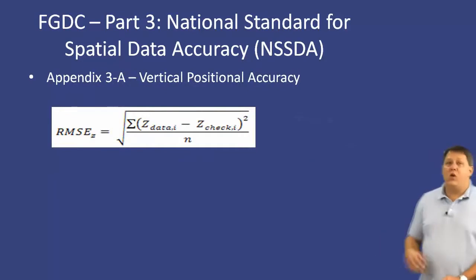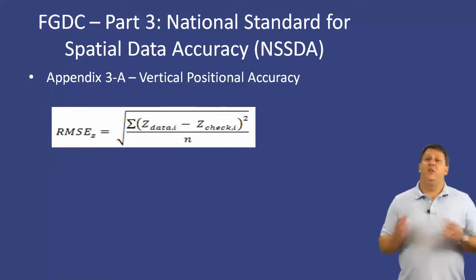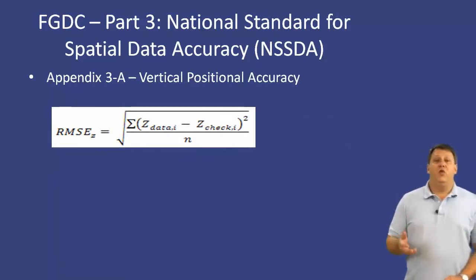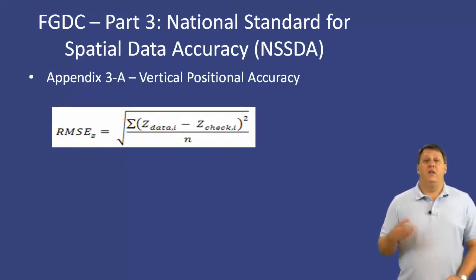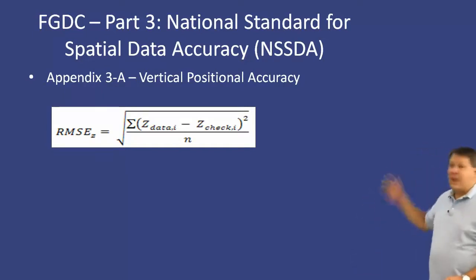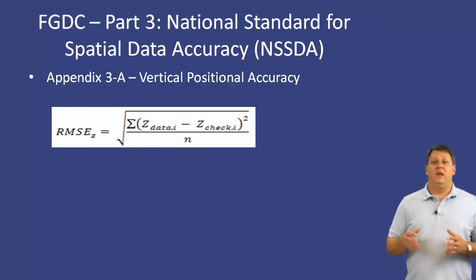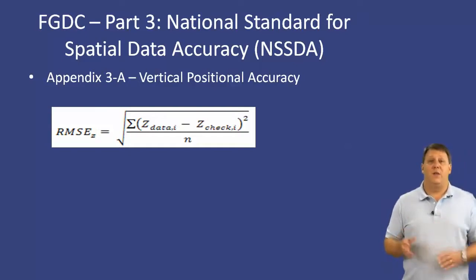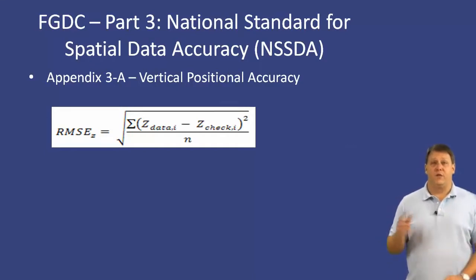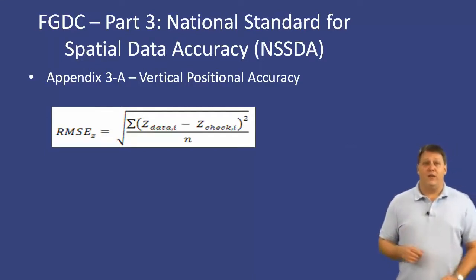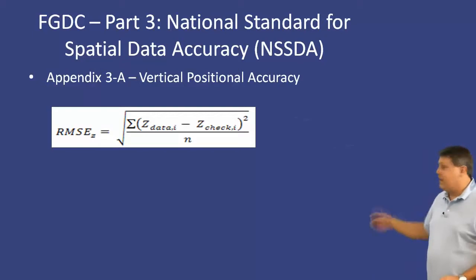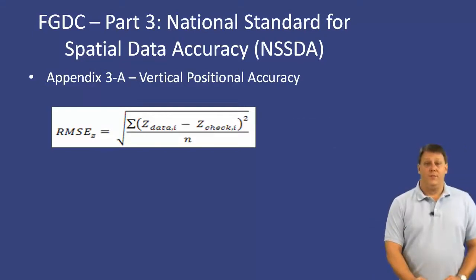With our horizontal positional accuracy computed, to compute our root mean square error in the z-axis, we use the exact same formula. We'll take the z sub data comma i minus the z sub check comma i. We'll take those differences and square them. We'll add all the squared answers together. We'll divide by n, and finally we'll take the square root.